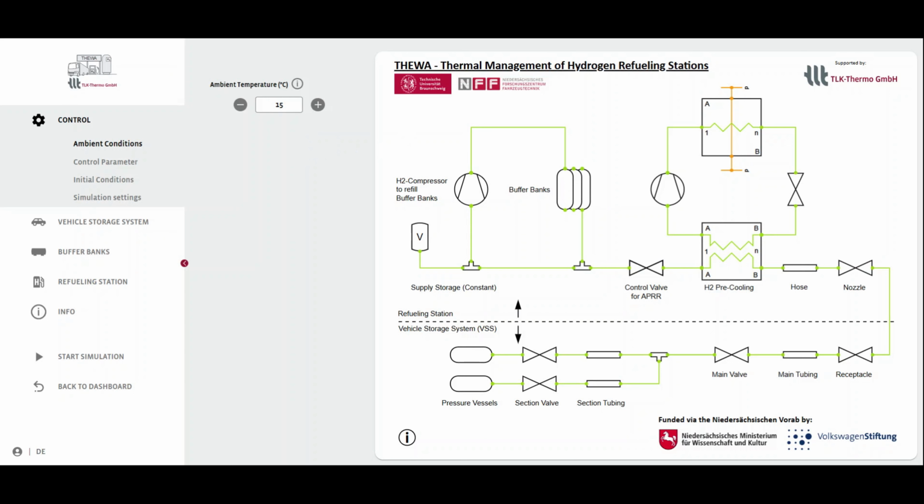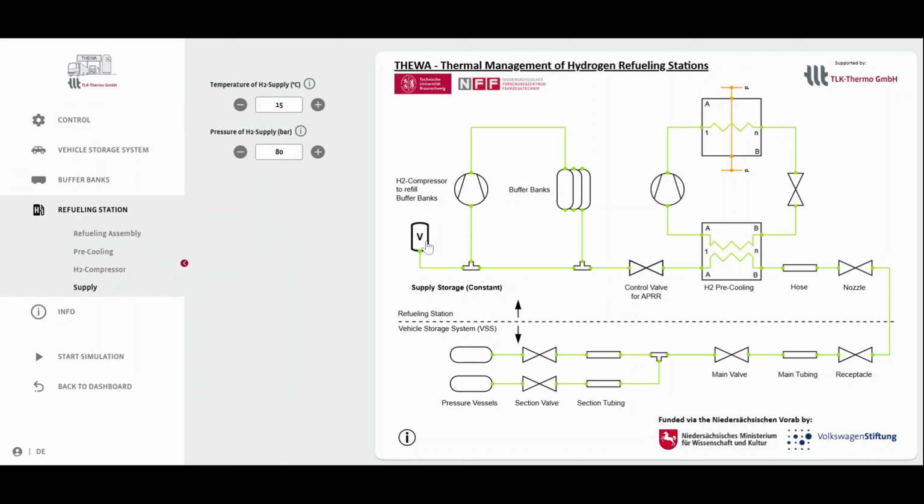First, I want to show you all the different components that are considered in the system model. First, we have the main storage of the refueling station, which is modeled as a volume with constant pressure and temperature. For each of these components that I will show in the following, you see on the left side the input parameter GUI, where you can set the most relevant parameters for your specific simulation.